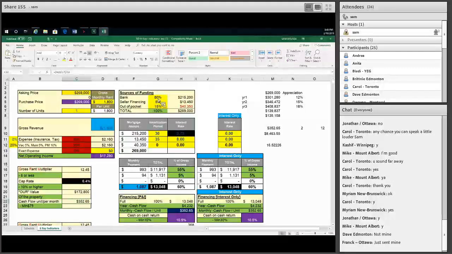Okay. So bank financing, we have 80% from the bank. Seller financing is going to give us 5, and we're going to put up 15. Okay. When we come down here, we see the mortgage rate is 3.75. We have amortization 35 at 8% for the interest rate. Come down here and we see that we have a cash on cash return of 10 and cash flow is 352. We're fine. This is fine.